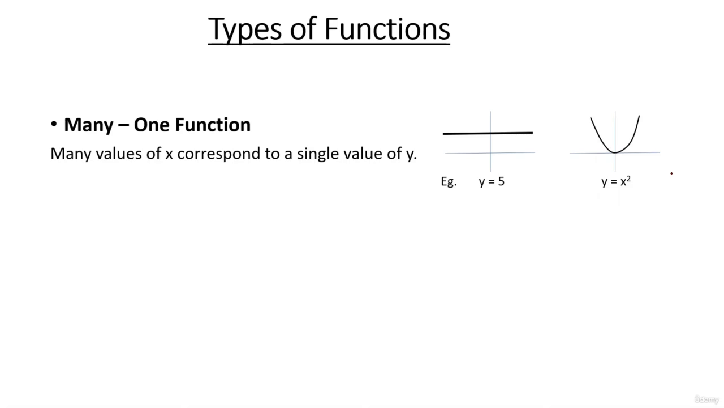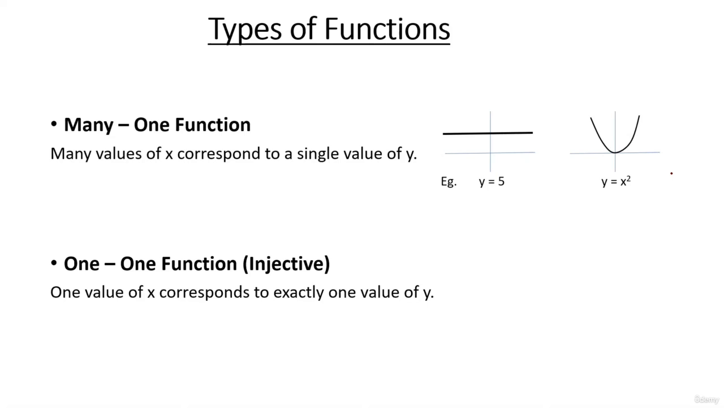सेकंड टाइप ऑफ फंक्शंस आर बेसिकली कॉल्ड एज वन वन फंक्शंस. उनका एक और नाम होता है इंजेक्टिव फंक्शंस. इंजेक्शंस कायदे से एक इंसान को ही लगता है एक बार, सो इंजेक्टिव फंक्शंस आर वन वन. You can remember this now. Okay, so one value of x corresponds to exactly one value of y. It is as simple as that. आपने एक वैल्यू पुट किया x का, you get one value of y. That value of y will not repeat again.